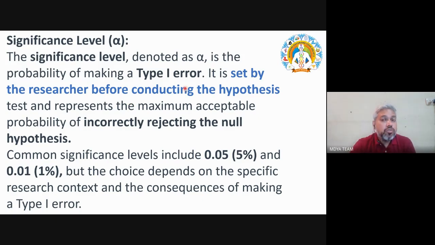A researcher always sets the significance level before conducting the hypothesis test, and it represents the maximum acceptable probability of incorrectly rejecting the null hypothesis. Common significance levels include 0.05, which is 5%, and 0.01, which is 1%.